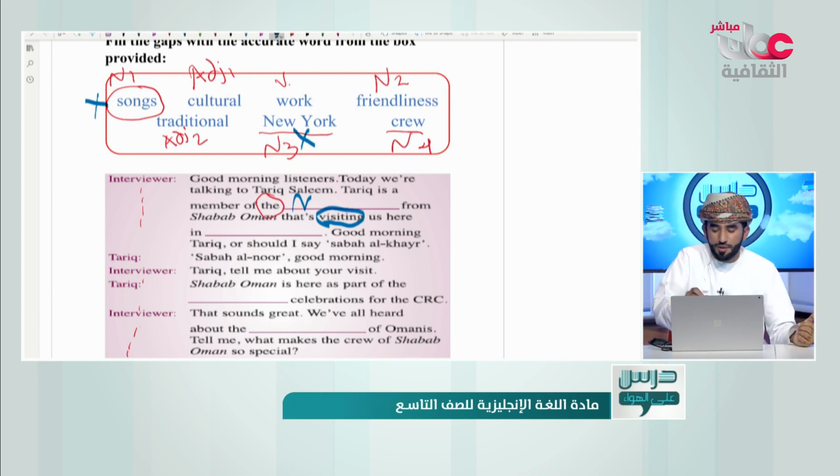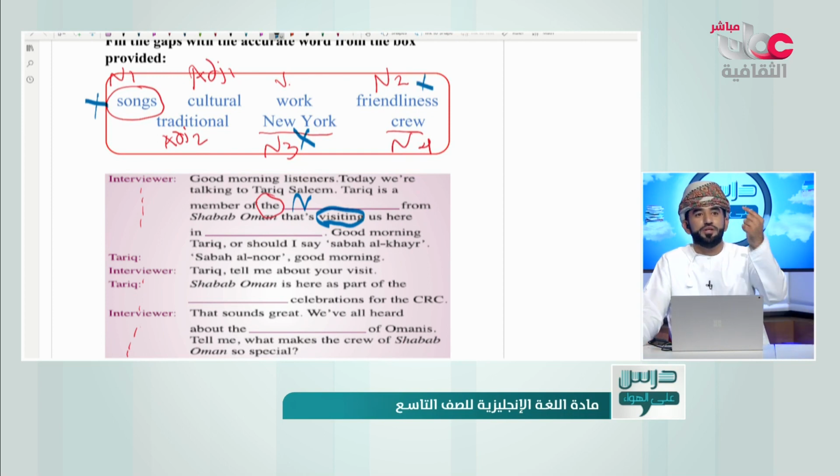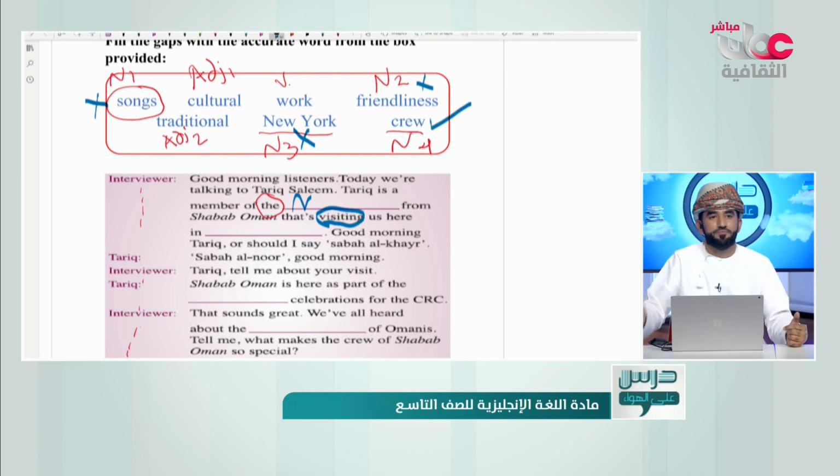Okay, let's talk about friendliness. Again, does it have the feature of a human being? Is it alive? The word friendliness, is it alive? Something that can move? Exactly, it cannot move. Something what? Irrelevant. There is only 1 noun left. What is it? Crew, exactly.